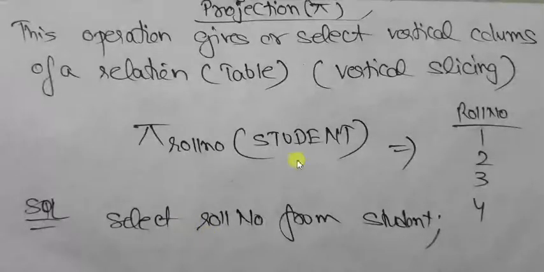So, projection operation gives you columns of a table, or you can say it reduces the degree of a table. Degree means number of columns. So out of 3, 1 is displayed. Its equivalent SQL is select roll number from student. So you can have both types of questions in the exam. You may be asked to write an algebraic query or an SQL query or both.